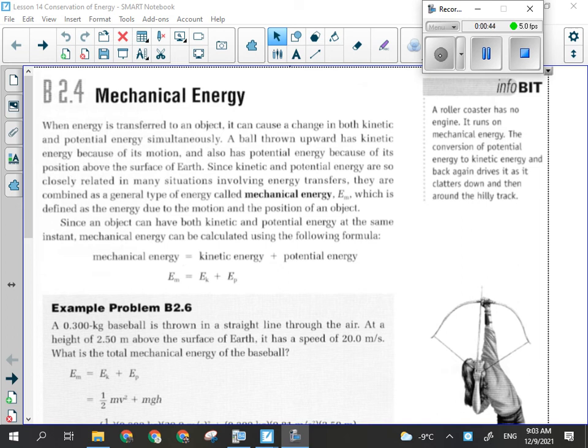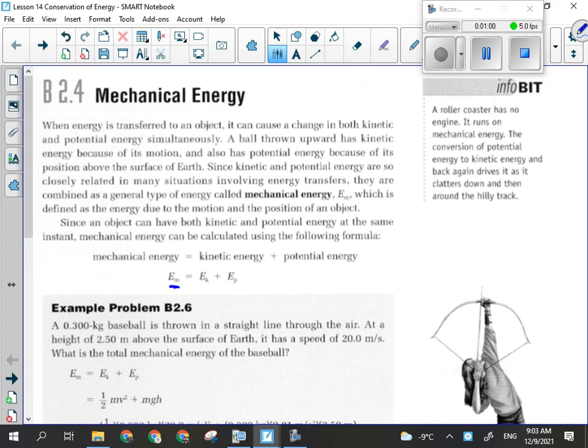All right, so mechanical energy, just a quick review here, because we've talked about this a few times already. Mechanical energy is energy due to movement or condition for any object or system. It is the sum of an object's kinetic and potential energy.